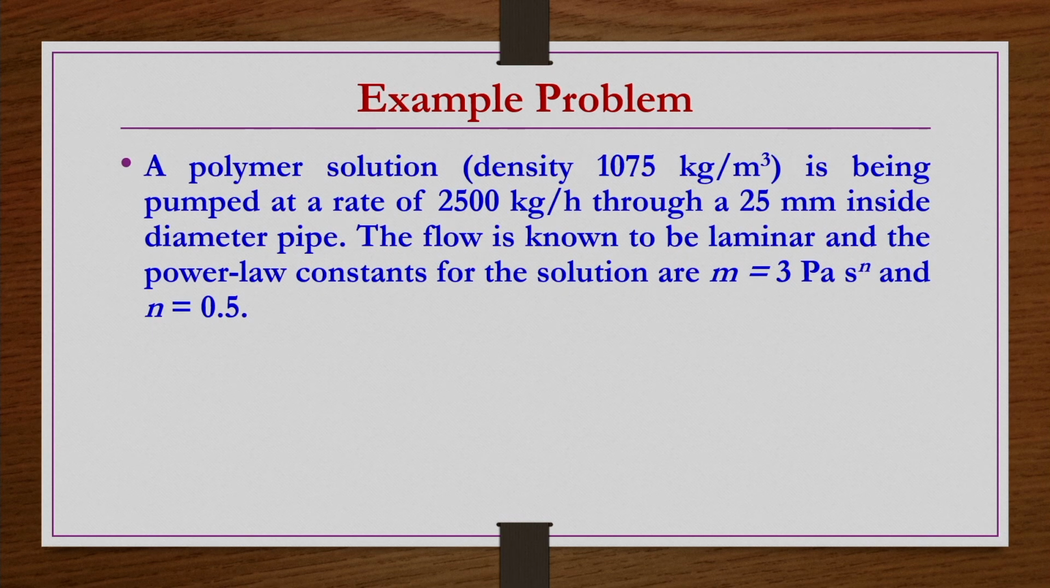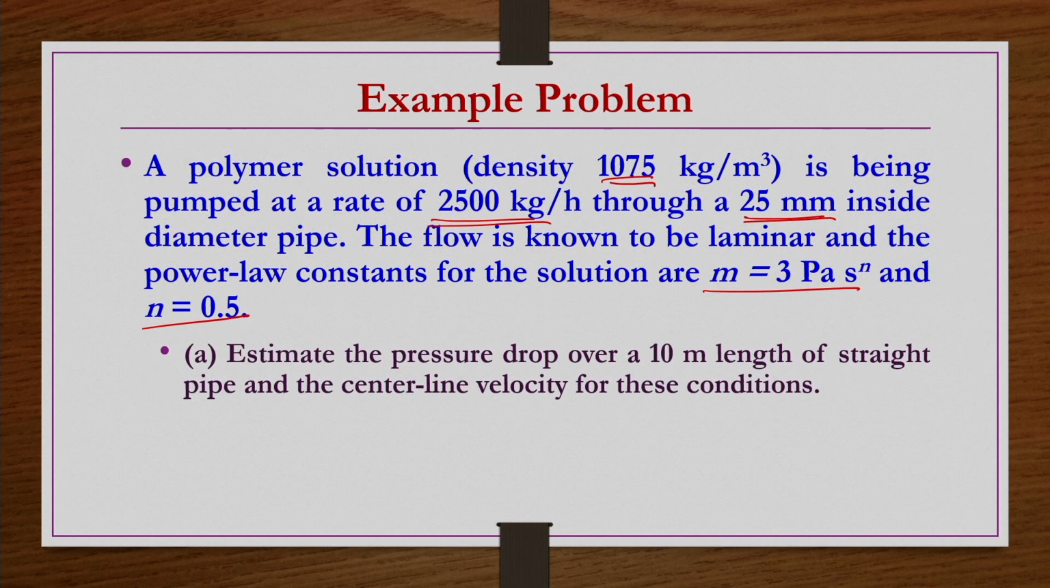A polymer solution of certain density is being pumped at a certain mass rate through a pipe of certain diameter, and the flow is known to be laminar and power law. The rheology of this fluid is represented by the power law, with m equal to 3 Pascal second power n and n equal to 0.5. The question is, estimate the pressure drop over a 10 meter length of straight pipe and the center line velocity for these conditions, that is minus delta P and V max we have to find out.